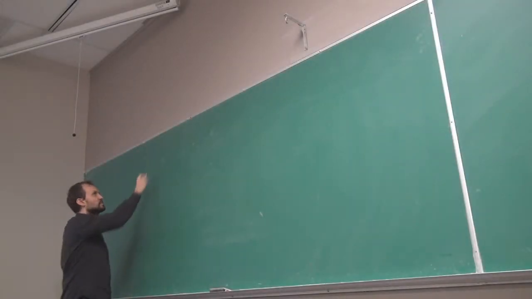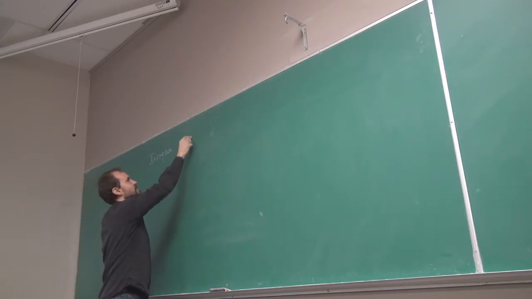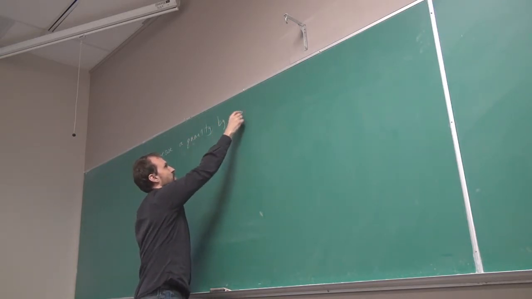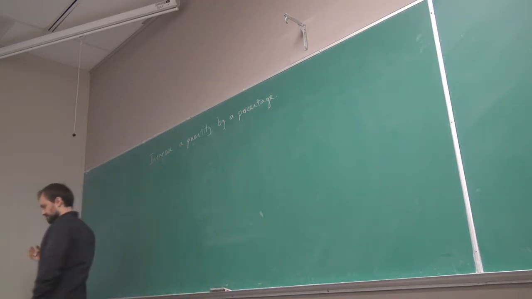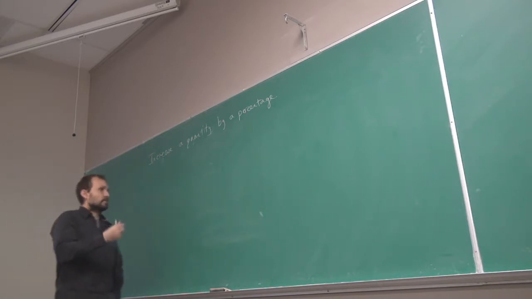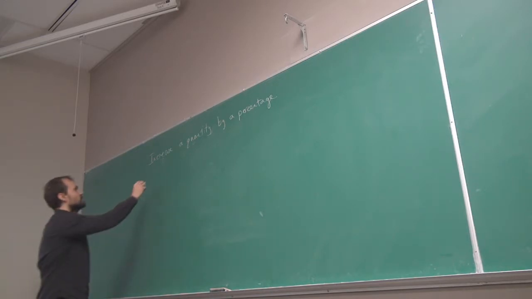The other two are very similar. The first one is if I increase a quantity by a percentage. So, for example, my salary gets increased by 10%. What is the new salary? What is the calculation behind that, and what is the most efficient way of writing that calculation? So let's do it by example.